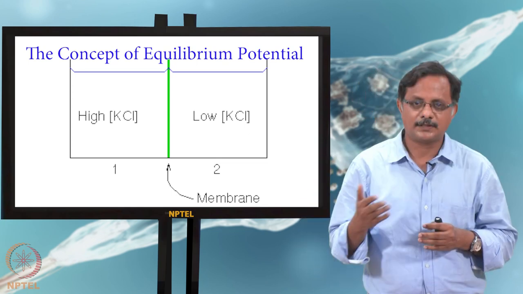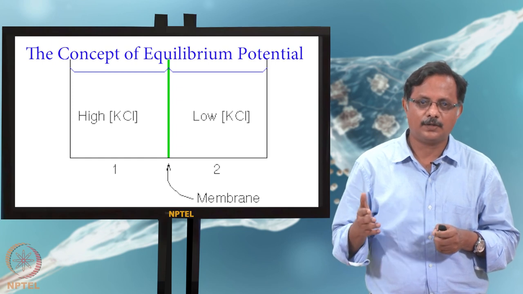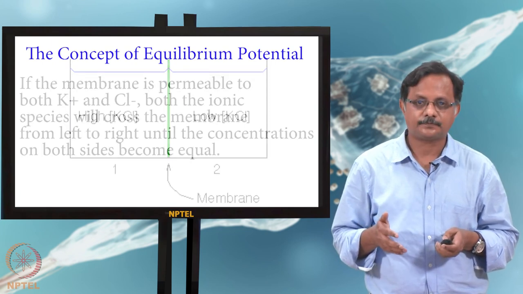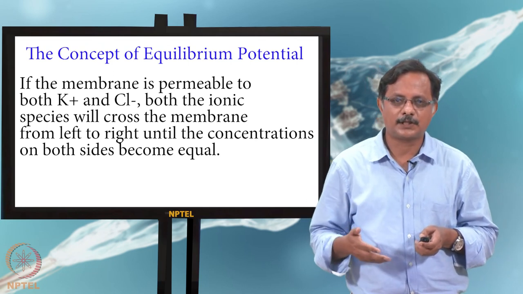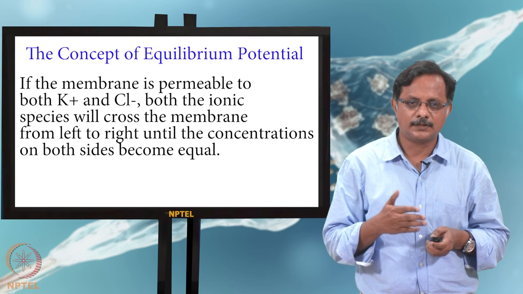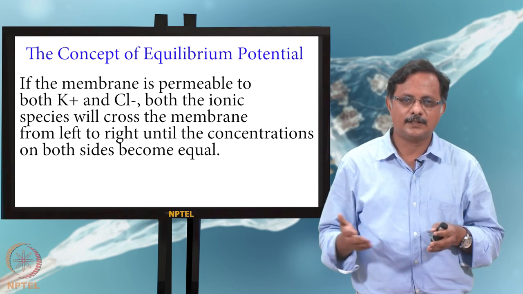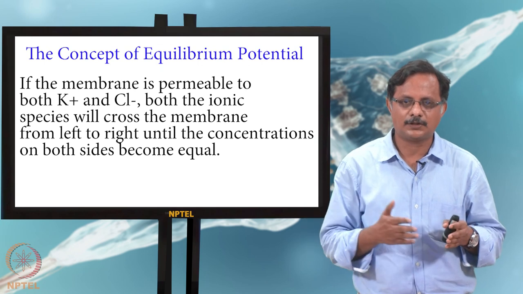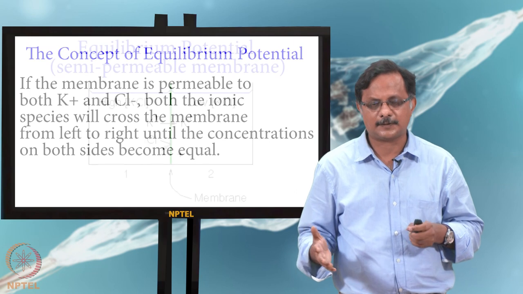Because there is a concentration gradient from the left to the right, both potassium and chloride ions move to the right. This process keeps continuing until the concentrations of the KCl on both sides are equal. So, at the end you will just have a vessel in which both compartments have equal amounts of KCl. Nothing very interesting happens in this case.